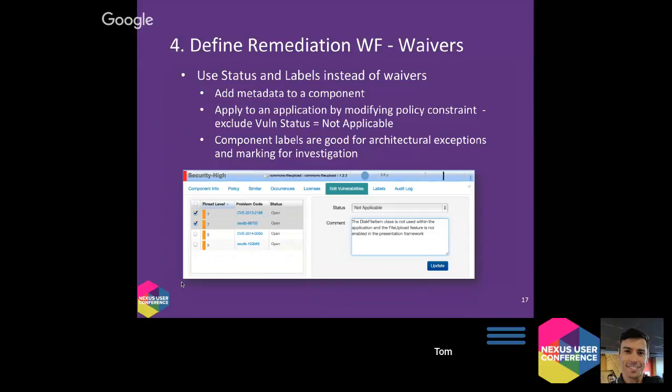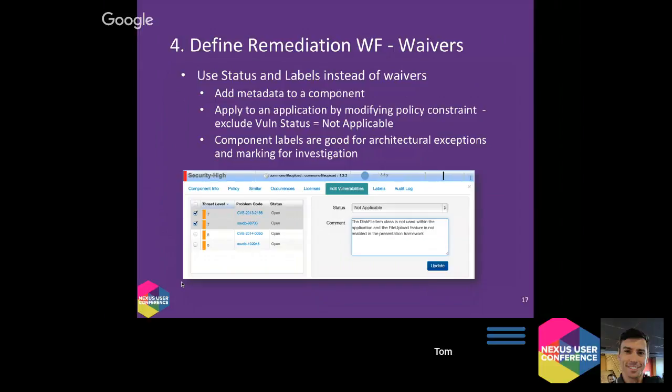For example, right here, status is changed to not applicable. Why? Well, because it's not used in a way that presents a risk. So that's a perfectly good way of remediating or handling an issue without issuing a waiver.